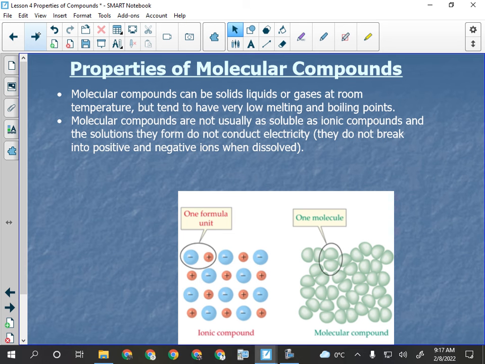All right, now molecular compounds are quite a bit different. They can be solids, liquids, or gases at room temperature because they have very low melting points. Water is a molecular compound. Its melting point is 0 degrees Celsius. Butter is a molecular compound. It'll melt in your hand. Its melting point is around 32 degrees. Alcohol's melting point is minus 50 or something like that. That's why we use it in thermometers. We used to use mercury in thermometers, but we stopped doing that for two reasons. Why?